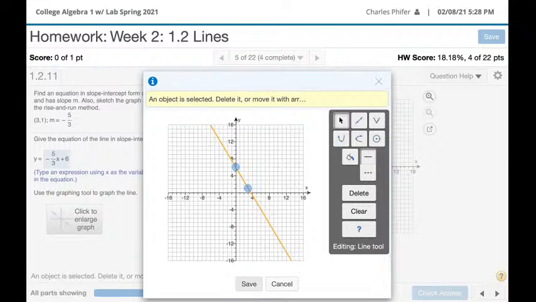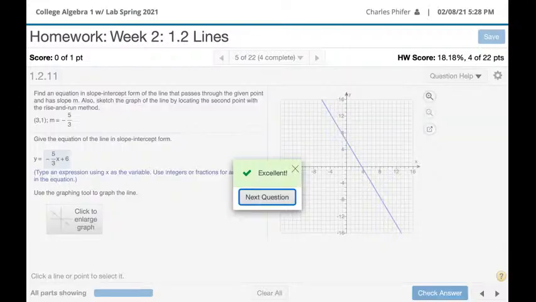Let me check the chat to see. I don't think there are any questions. Usually I get a notification if there's a question, so I'm going to just keep moving.